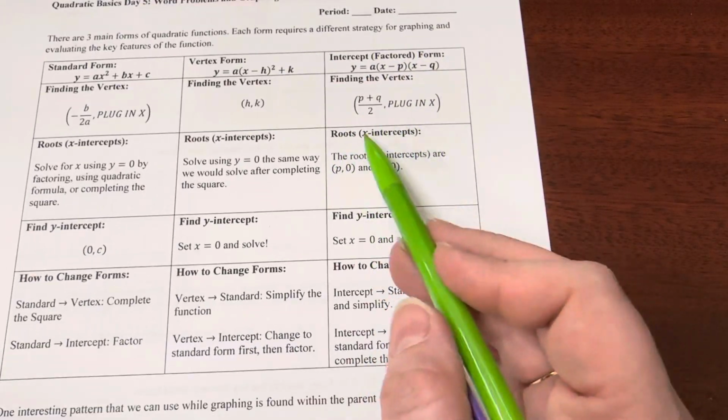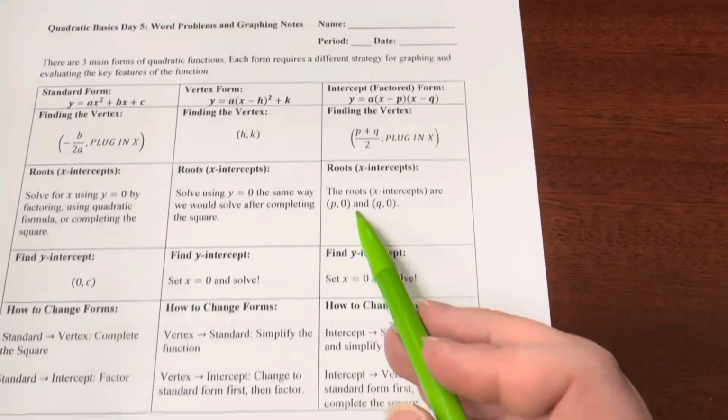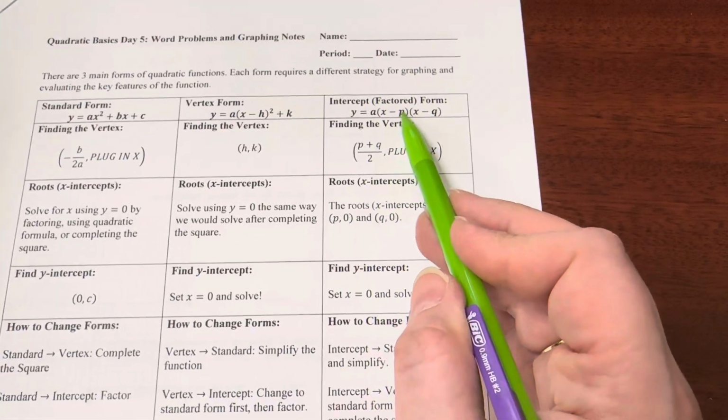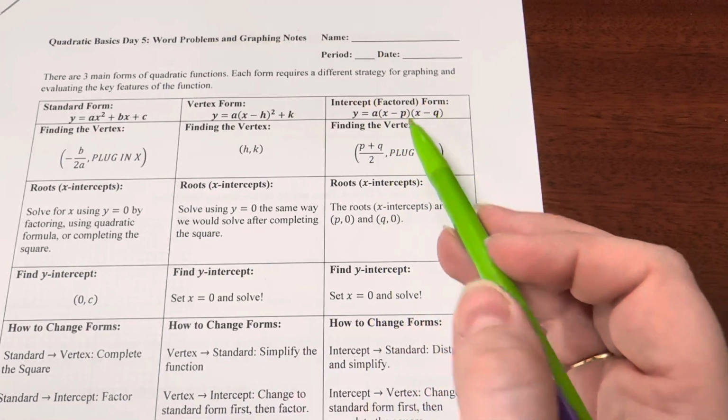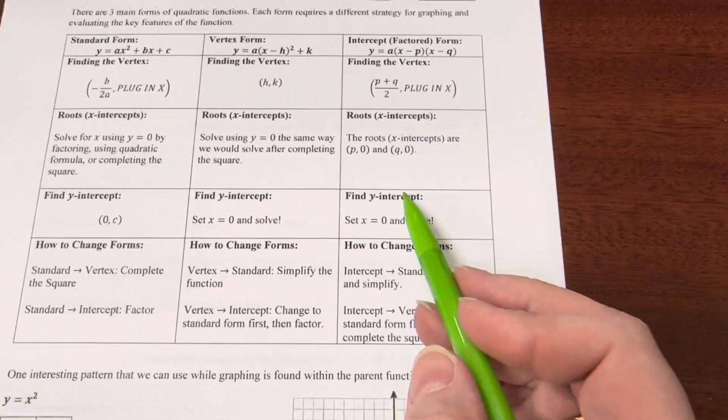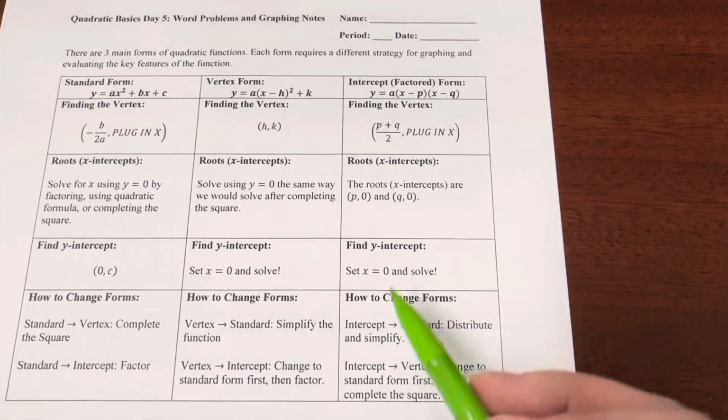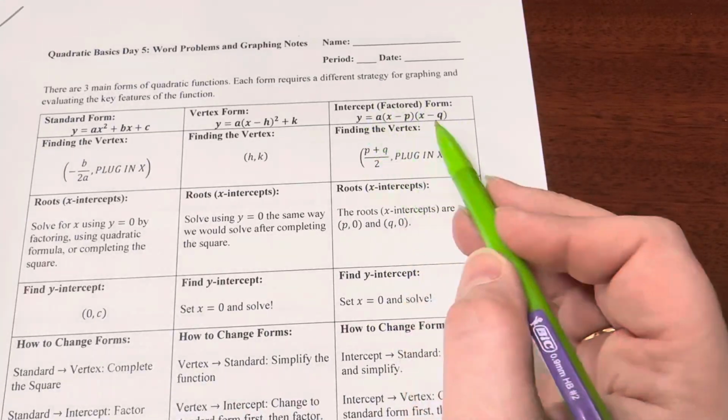For the roots, the x-intercepts, that's the usefulness of this form, is that we can pull them directly from the factored form. Basically, just set each of your parentheses equal to 0 and solve, and you'll have your roots. Now, for the y-intercept, we have to put 0 in place of x and then simplify the problem.